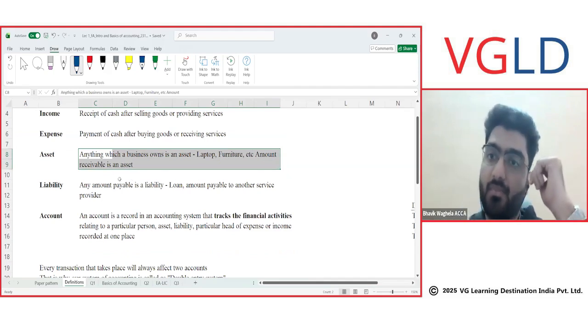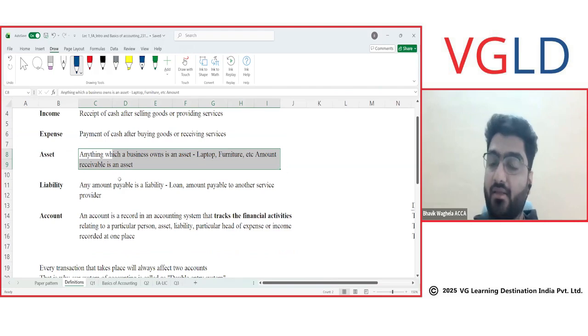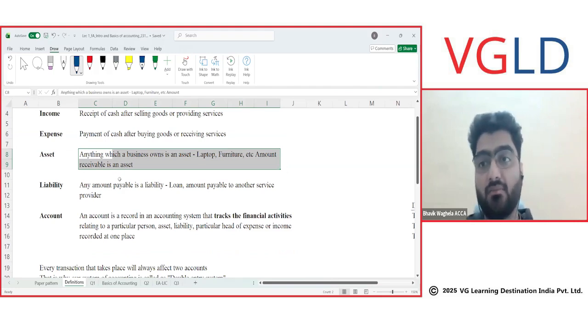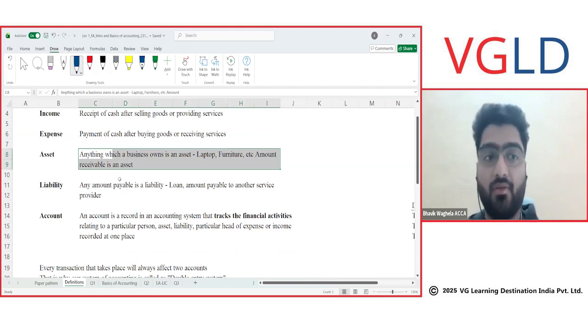Then what we have is a liability. Now, what is a liability? Any amount that is payable, something that you are bound to pay for, is my liability.